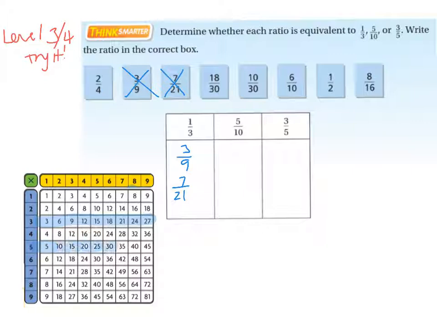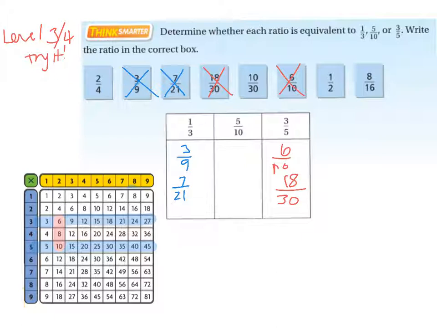So 3/5, if I check my chart, should give me 6/10, which is on here. Make sure I lined up right. And 9/15, not on there. 12/20, not on there. 15/25, nope. 18/30, oh, that's right there. 21/35, 24/40, and 27/45. Good. Okay, so that leaves me with 1, 2, 3, 4.